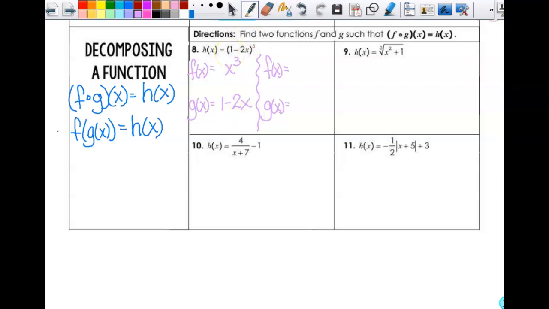What if I said g of x is 2x? Then what would f of x have to be? 1 minus x cubed. We agree with that? What questions you got? Yes, ma'am.